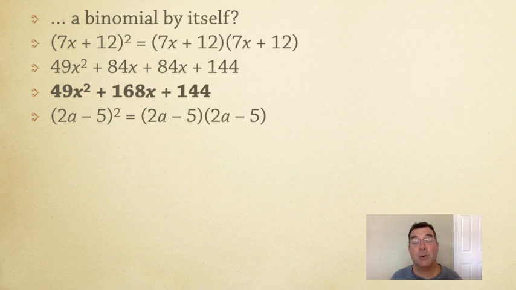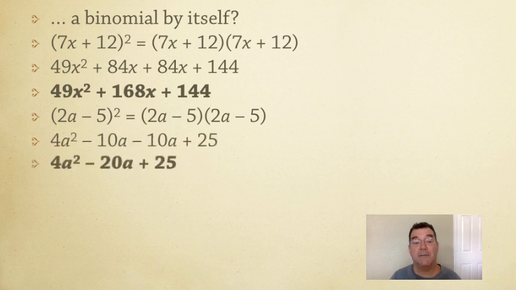If I had something like 2a minus 5 squared, that would be 2a minus 5 times another 2a minus 5. And multiplying all of that gives me 4a squared minus 10a minus another 10a plus 25. And that simplifies to 4a squared minus 20a plus 25.